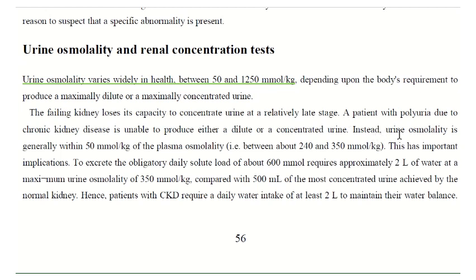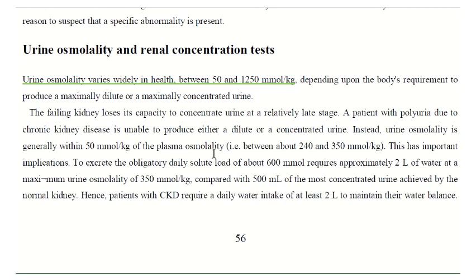Instead, urine osmolality is generally within 50 millimole per kg of the plasma osmolality. بدلا من ذلك تكون اليورين osmolality بشكل عام في حدود 50 مليمول per kg من البلازما osmolality، أي بين حوالي 240 و 350 مليمول per kg. This has important implications وهذا له آثار مهمة. To excrete the obligatory daily solute load of about 600 millimole requires approximately 2 liters of water at a maximum urine osmolality of 350 millimole per kg.